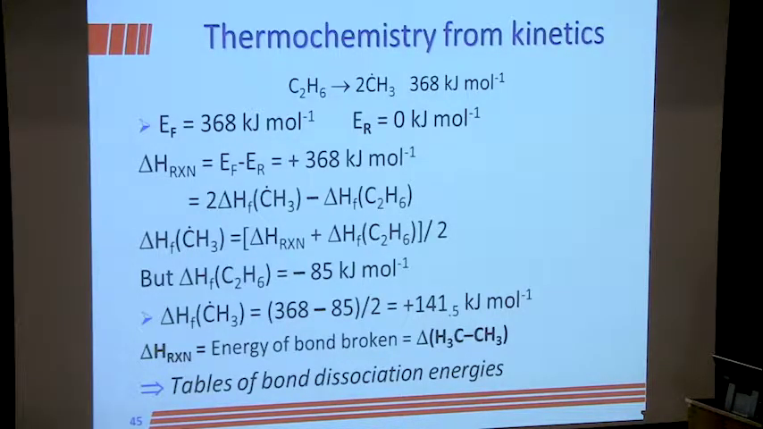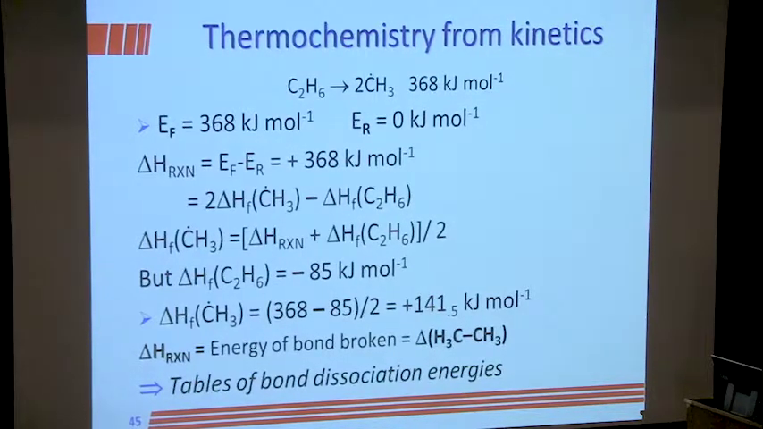Okay, so one last thing. We can also get thermochemistry from kinetics sometimes. Okay? So say we have this reaction. I mentioned it earlier. We have ethane giving us 2 methyl radicals. And the activation energy is 368 kilojoules per mole. Okay? Or delta H reaction, sorry, is 368. So we know that the bond dissociation energy is 368 kilojoules per mole.